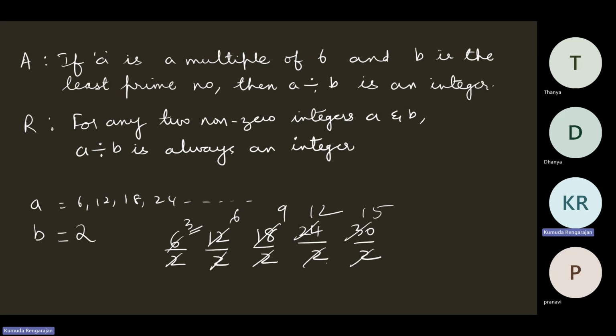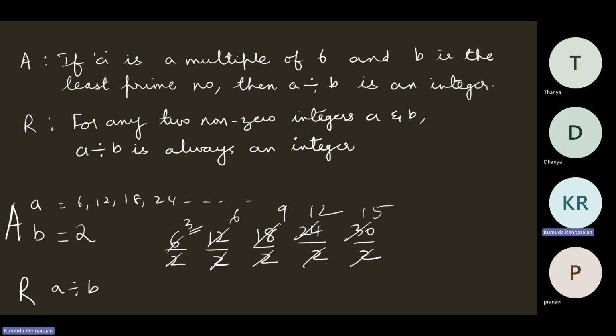Reason: for any two non-zero integers. Non-zero meaning not 0. So A is not 0, B is also not 0. For any two non-zero integers, A divided by B is always an integer. That is false. In the reason, A by B, what are A and B? Any integer, but not 0. A is any integer but not 0, and B is also any integer but not 0.